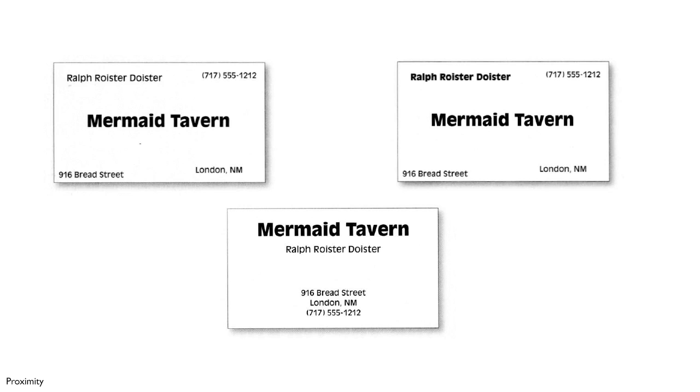Now this has just been one example of proximity. And as we go into further lessons, I'll show you more and more examples. But understand that proximity is grouping. Group things together that belong together, separate things that don't belong together.